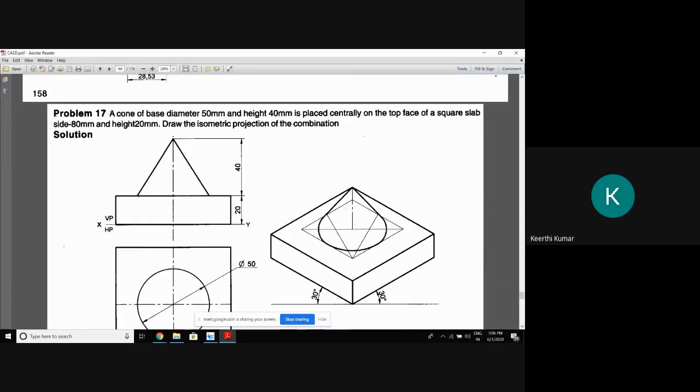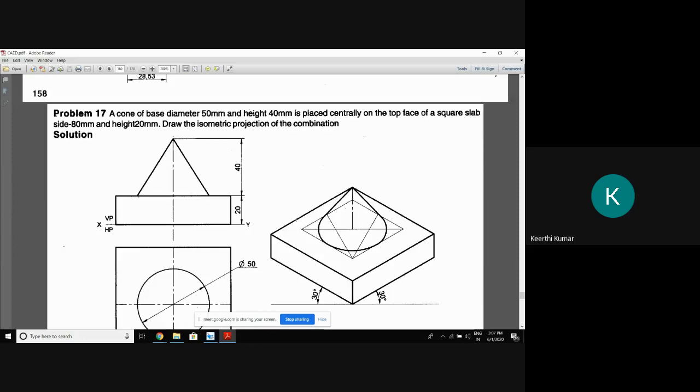Okay, see this. What is given? A cone of base diameter 50, height 40 is placed centrally on the top of a square slab. What is the meaning of a square slab? You take a pound bread. In the pound bread, if I remove only one slice, that is nothing but a slab. So, a square slab of 80 mm side, height 20 mm. Draw the isometric projection of the combination. Slab means a slice from a square pound bread. A cone of 50 mm base, height 40 mm is placed centrally on a square slab, not a cube. It is placed on the slab.